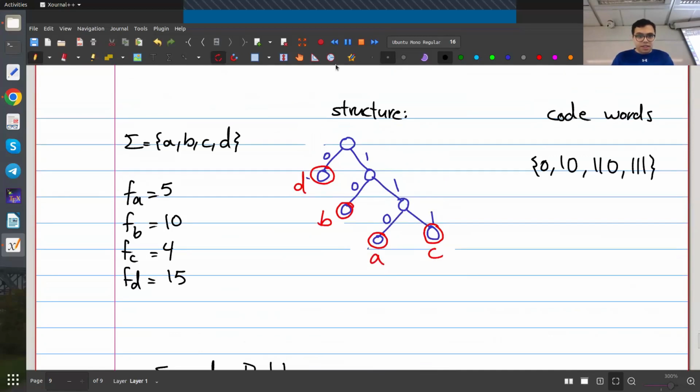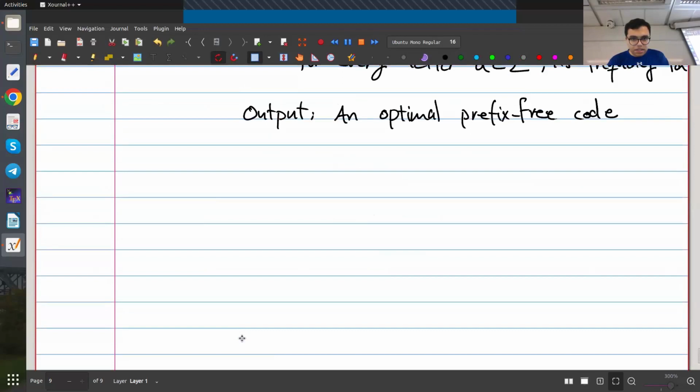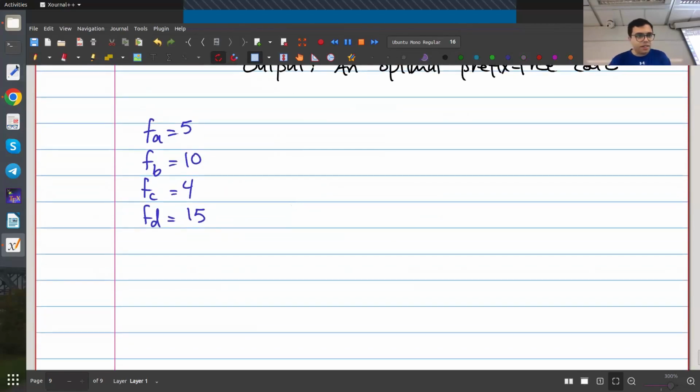So let me just take the same inputs that I had here. That's my example. And let me actually add one more letter, or maybe two more letters. So I also add E with frequency 2. And okay, I don't want to add F because then I have to write F of it. Okay, so I have these letters and these frequencies.